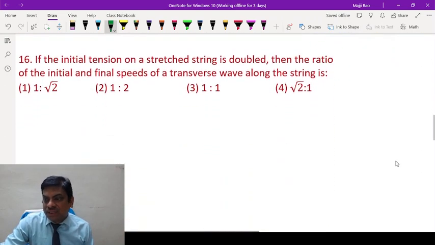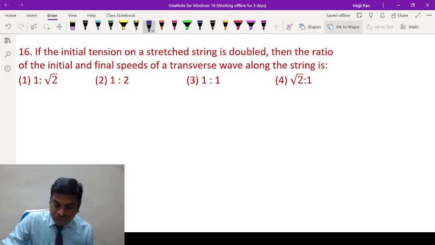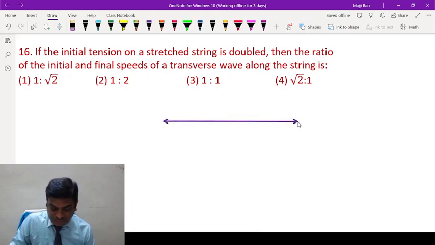Moving on to the next question. If the initial tension on a stretched string is doubled, then what is the ratio of the initial and final speeds of a transverse wave along the string? We have a simple formula for the transverse wave along the string. See this?